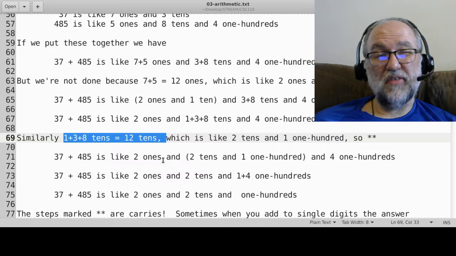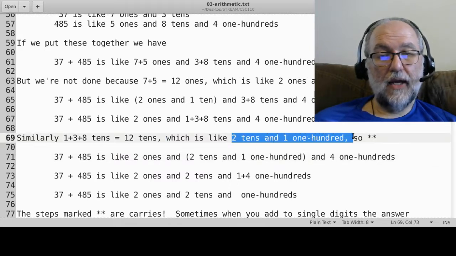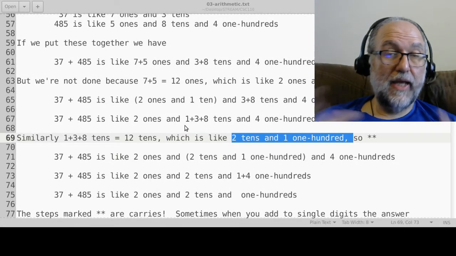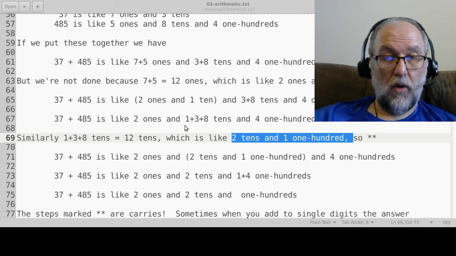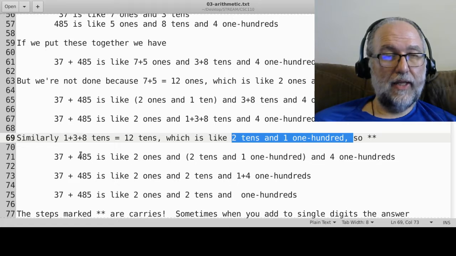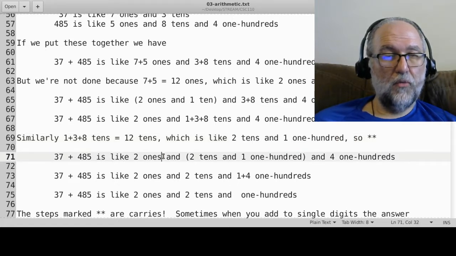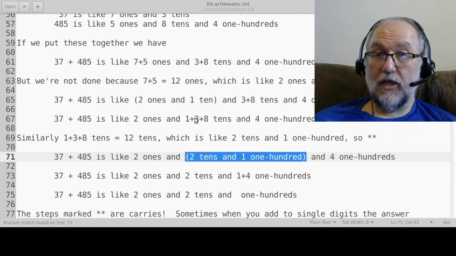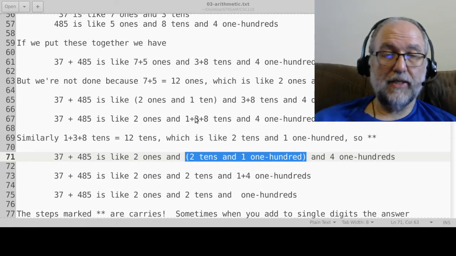Once again, I could say, well, 12 tens, that's like 2 tens and 100. Okay, and so I'm going to take those 12 tens and replace them with 2 $10 bills and a $100 bill. And now my addition looks like this. This is from before. We have 2 ones, but now we have 2 tens and a $100 bill. That was the 12 tens from before, replaced by 2 tens and a 100.